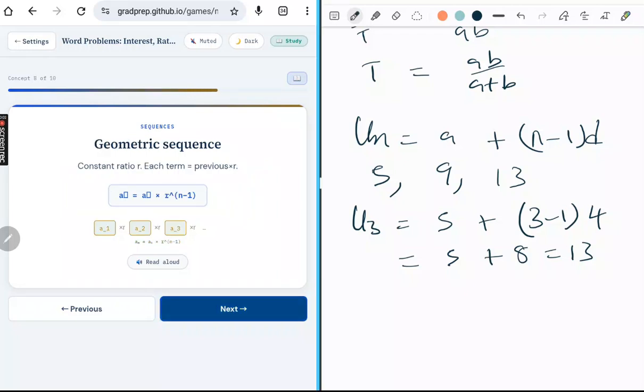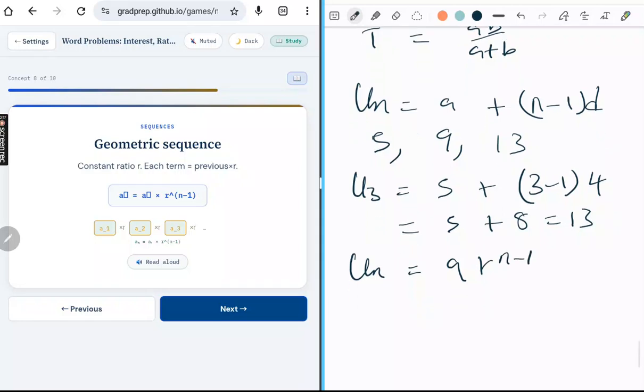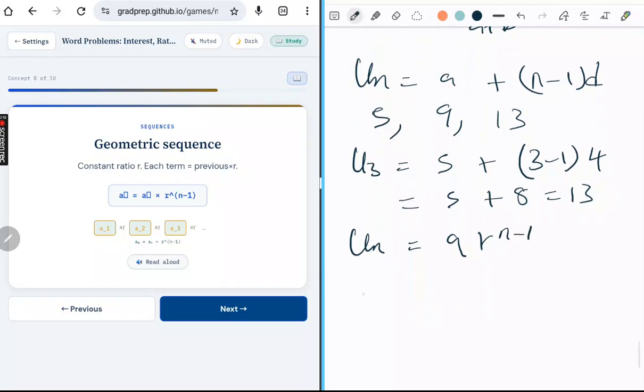Geometric sequence, instead of adding or subtracting, we are multiplying. We have un now being ar to the n minus 1. So we are multiplying. For instance, we have 3 times 2, 6, times 2, 12, times 2, 24.